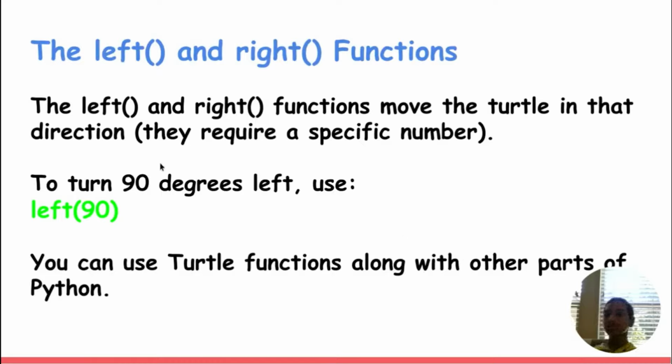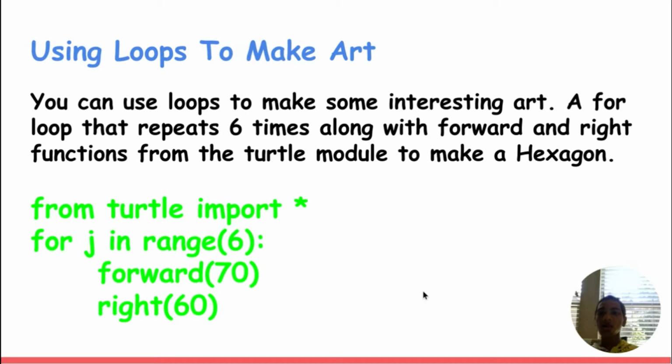Left and right functions. The left and the right functions turn the turtle in that direction. They require a specific number. To turn 90 degrees left, use left 90. You can use turtle functions along with other parts of Python.